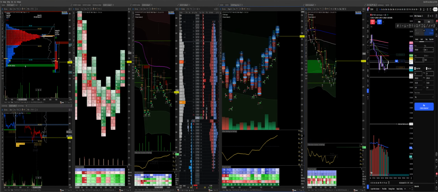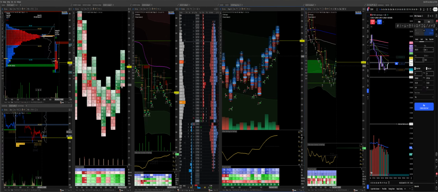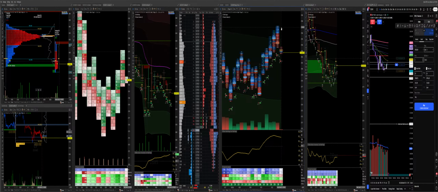One of my favorite setups. All two in a row. POCs lined up. Higher delta gradually going up. This is actually a nice, decent trade from here. 581 to 587. $5. Not bad.